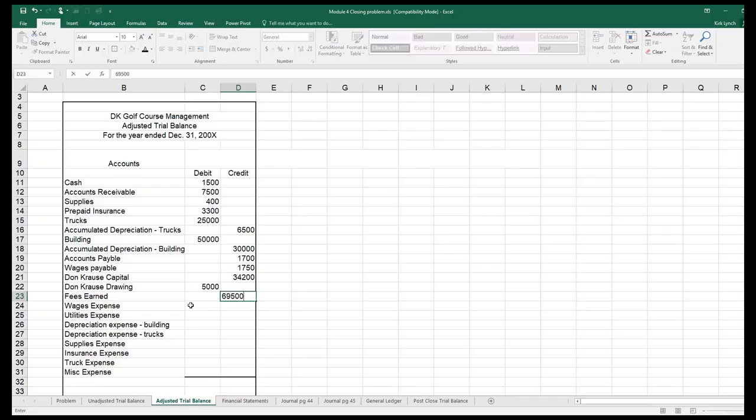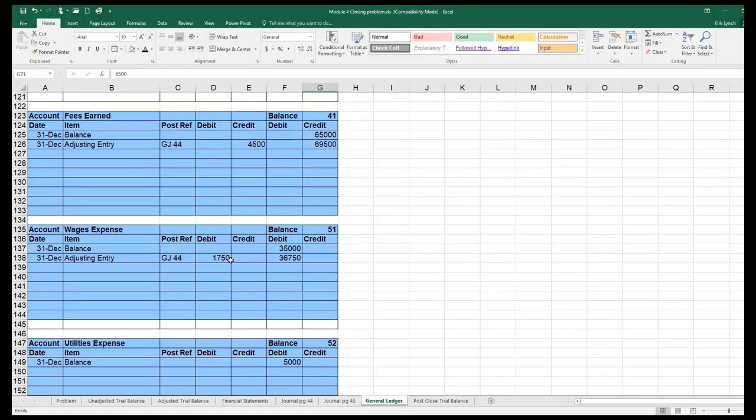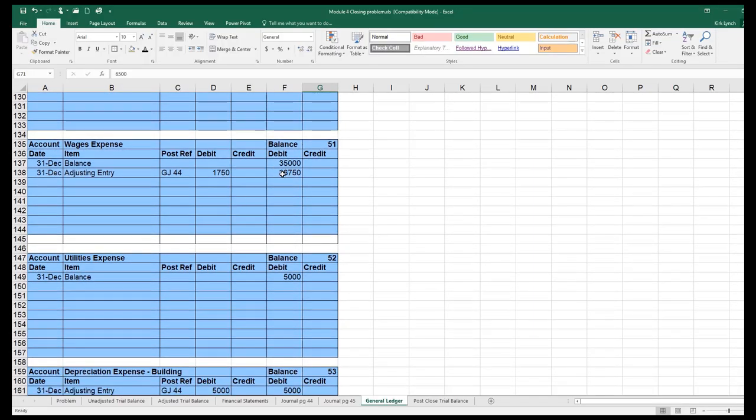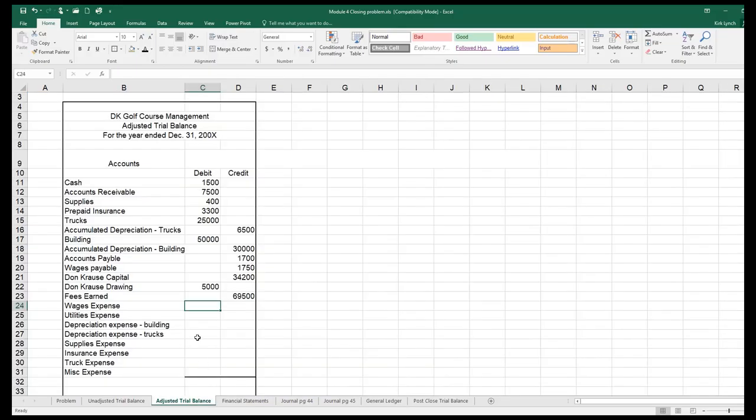And now we're going to go with our expense accounts. We'll get a couple of them here: wages expense and utilities expense. In our general ledger, there's wages expense. It's $36,750 and $5,000 there. So $36,750 and $5,000.